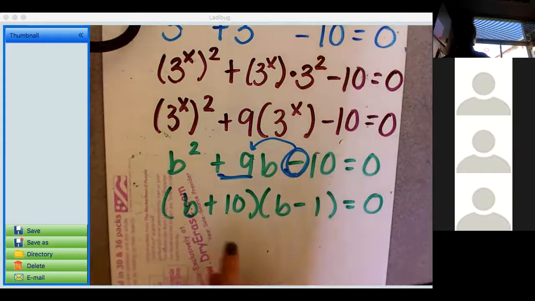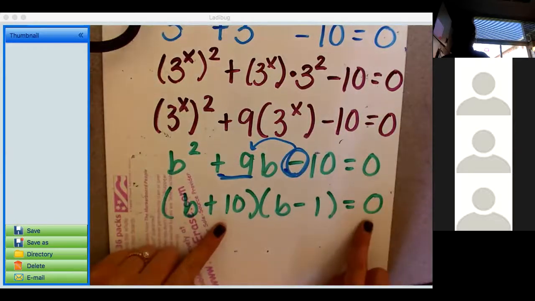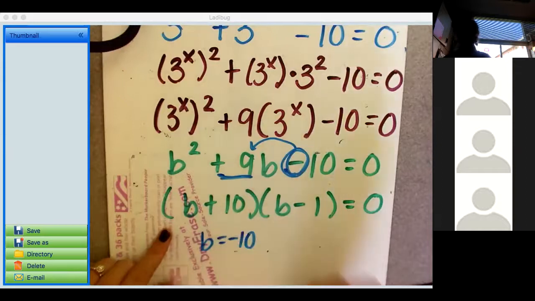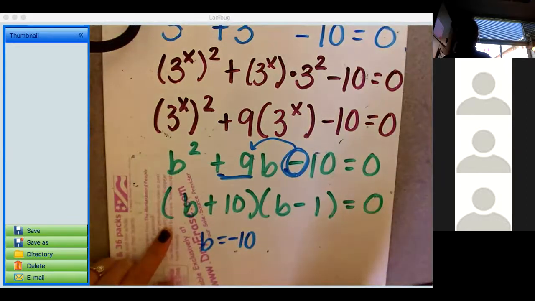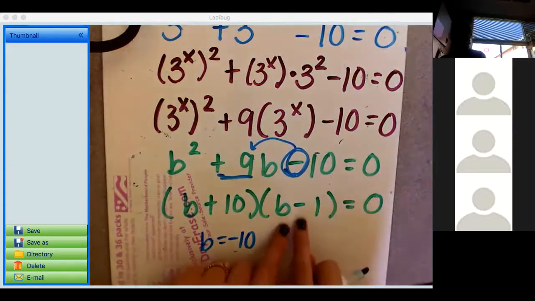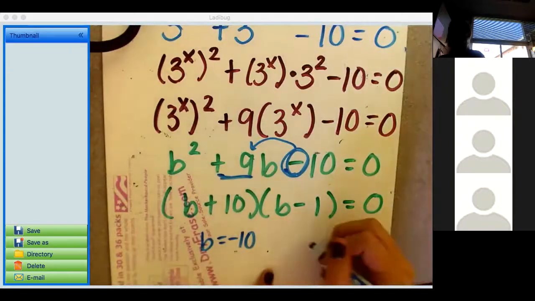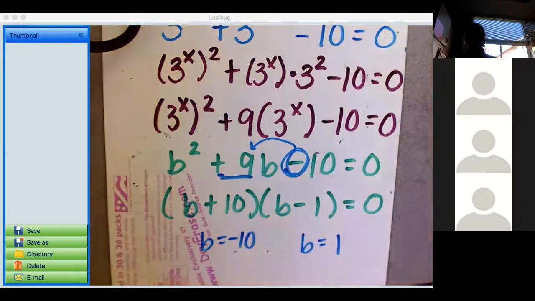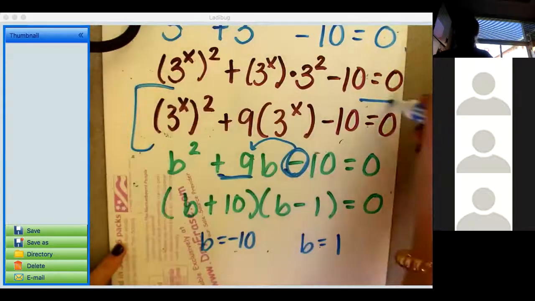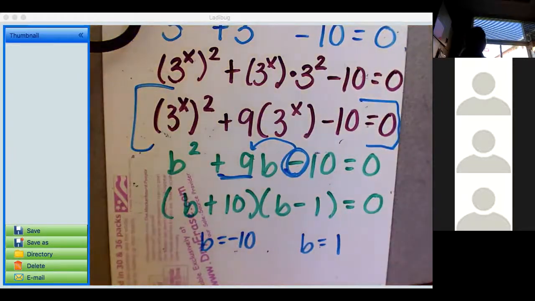So then when you solve it, b plus 10 equals 0. That means b will be negative 10, right? You should have learned in math 1 and math 2, the shortcut is just to flip the signs. And then if b minus 1 equals 0, that means b would be 1. Are we okay? Are you sure? Now we're not done. We've done the hard work. The hardest part is right here. If you can get here, you are golden. That is the hardest part, okay?